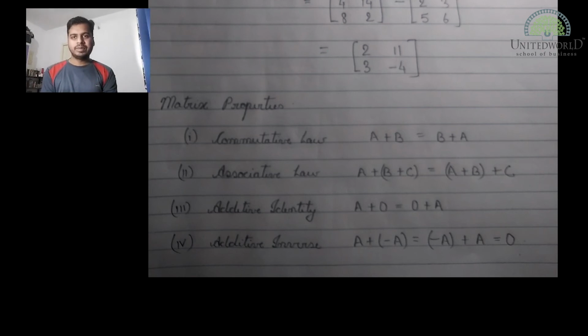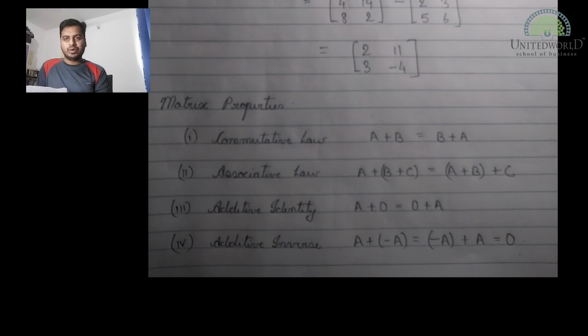In the next section we'll be briefly looking at matrix properties, just like we used to study additive, subtractive and multiplicative property in the number system. Similarly, matrix also has certain properties. It follows the commutative law. Commutative law basically means that if you are adding A plus B, it is the same as B plus A. The order of addition doesn't matter. A plus B is equal to B plus A.